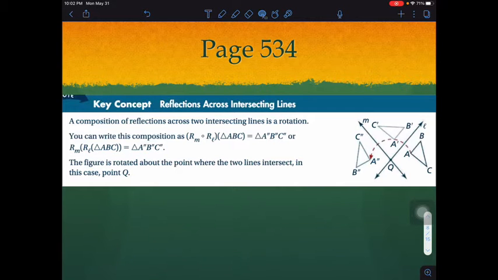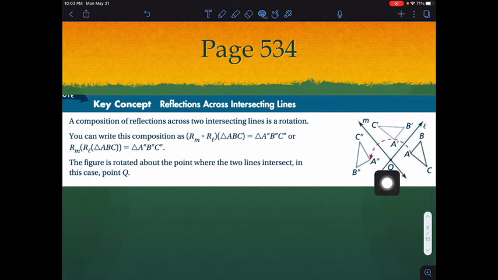Section 8.4, Example 2 on page 534, we have a composition of reflections across two intersecting lines as a rotation. You can write this composition as the reflection over line M of the reflection over line L of triangle ABC is equal to triangle A double prime, B double prime, C double prime. The figure is rotated about the point where the two lines intersect, in this case point Q.